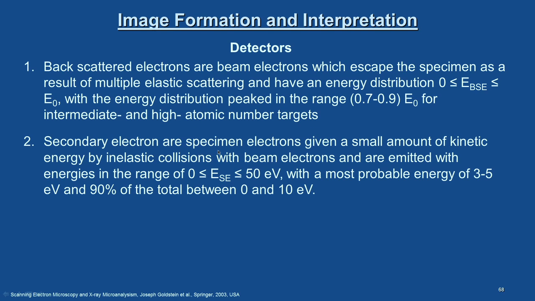And secondary electrons are specimen electrons given a small amount of kinetic energy by inelastic collisions with the beam electrons, and are emitted with energies between 0 and 50 electron volts, with the most probable energy of 3 to 5 electron volts, and 90% of the total signal between 0 and 10 electron volts. So, this is about the primary signals.